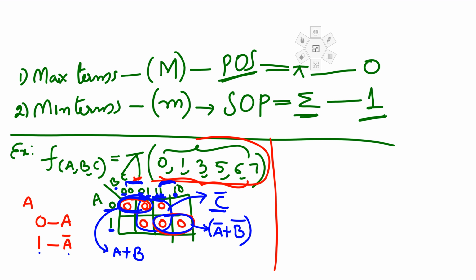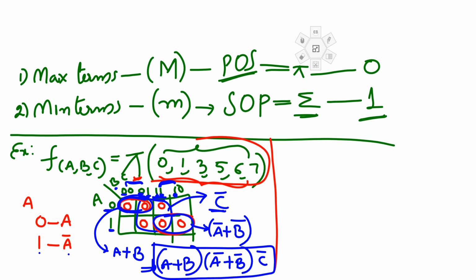Then the final answer is (A plus B) into (A bar plus B bar) into C bar. So this is the final expression, the final answer for this one. This is the minimized one. Okay, this is product of sums.